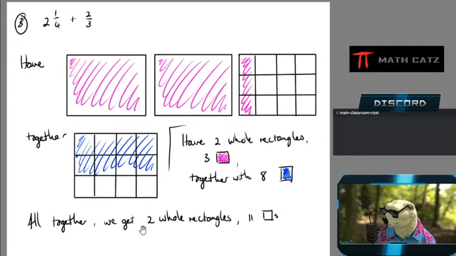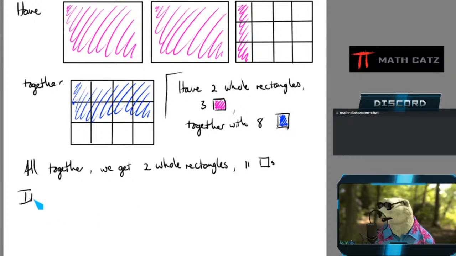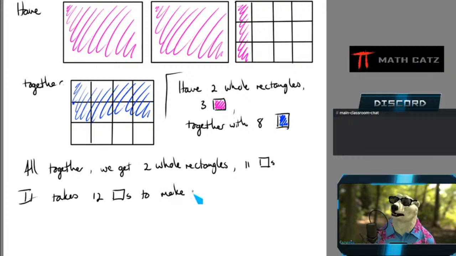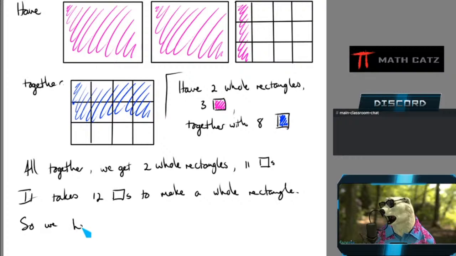Standard sentence again. It takes, I can look at any standard rectangle that is split up two ways. 1, 2, 3, 4, 5, 6, 7, 8, 9, 10, 11, 12. It takes 12 pieces to make another whole rectangle. And we have 11. So we have 2 and 11 12ths. You don't have to write of a whole, but know that it's always there.